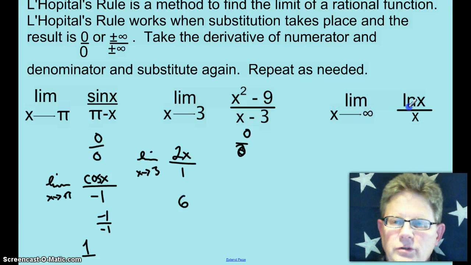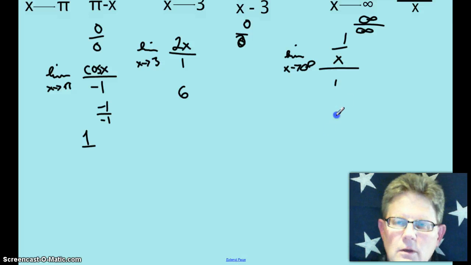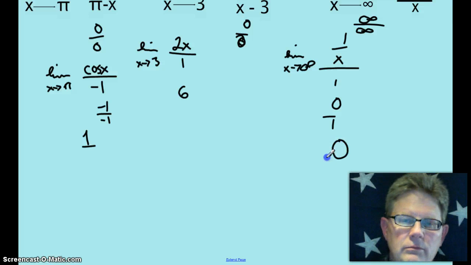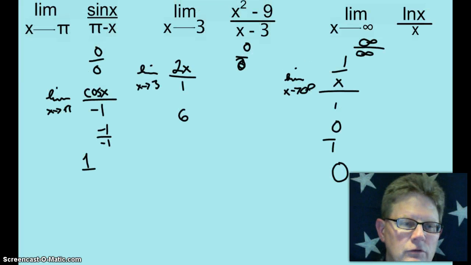Alright, the limit as x approaches infinity, we're going to end up with infinity over infinity. So we will take the derivative of both, 1 over x, all over 1. And we are talking about the limit as x approaches infinity. Well, what's 1 over infinity? 0. 0 over 1. The limit, 0. Woohoo! Alright, now we're ready to move on with our notes.